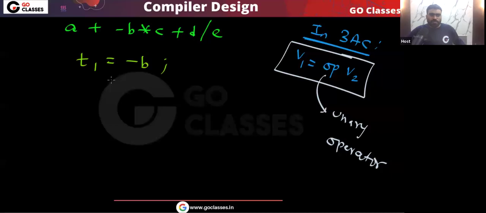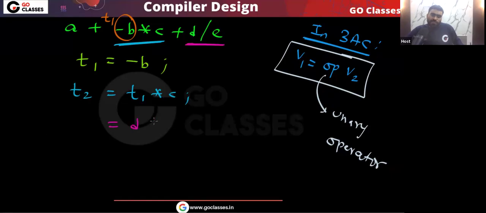Now this is in T1. Then we will do T1 multiplied by C, and we will put it in T2. Now this is in T2. After that, we are going to do D divided by E. This we can put in T3 because you want SSA form, static single assignment form, so do not assign to the same variable more than one time.